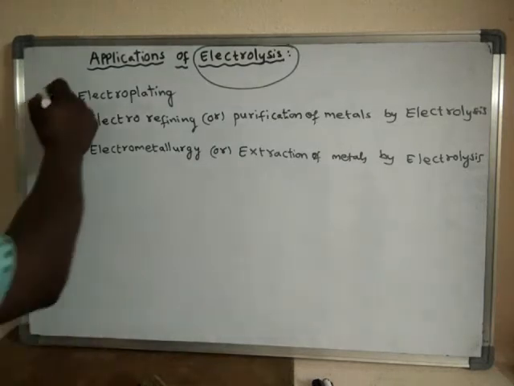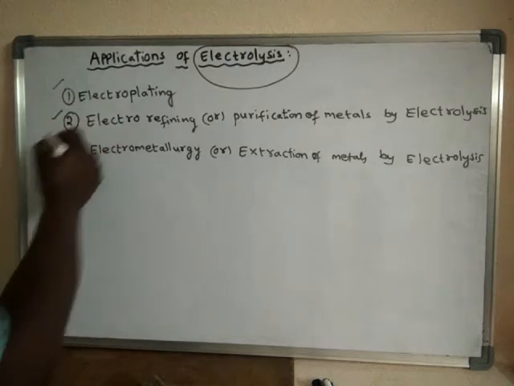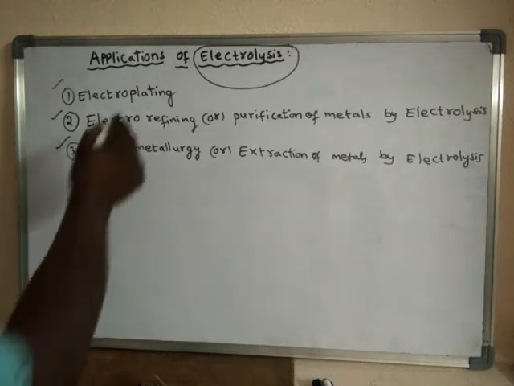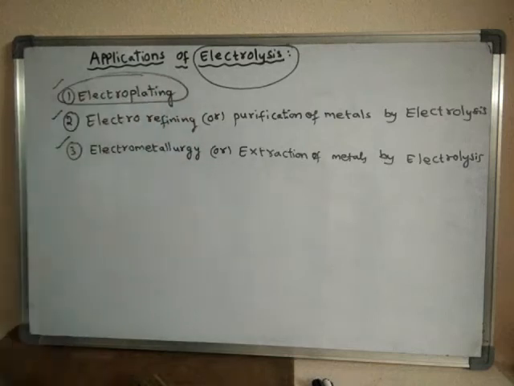These are the three important applications of electrolysis. Electrolysis is useful for many other purposes also, but industrially these three are very, very important. We will learn all these things in depth. First of all, we will learn about electroplating.